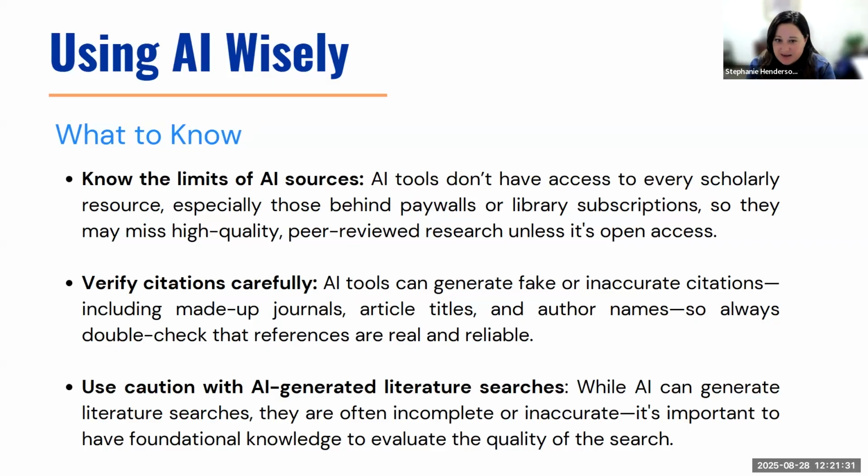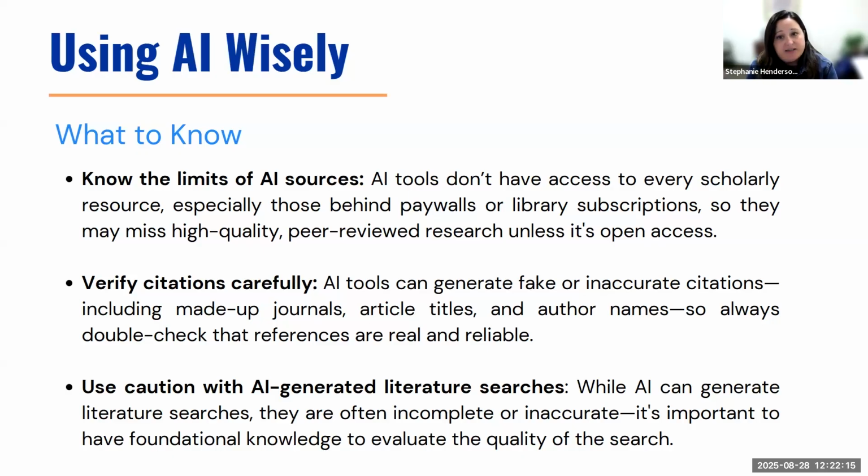And then we want to talk about AI because it's everywhere, right? We know everyone uses AI, and that it's prevalent in all of the resources that we use on a daily basis. We have Copilot, and we have Google Gemini. So we just want you all to know how to use it wisely in relation to research. You should know the limits of the AI sources. AI tools don't have access to every scholarly resource. ChatGPT only gets the open access resources. It's not searching behind paywalls or library subscriptions, so you might be missing high quality peer reviewed research unless it's open access.